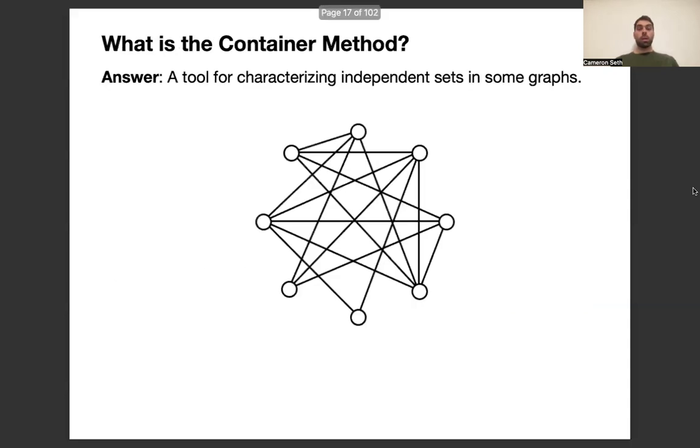Okay, so what is the container method? The container method is a tool for characterizing independent sets in some graphs. So for example, if we look at this graph, there are lots of independent sets in this graph. So if you count them, there's roughly like 15 independent sets. I've just circled 3 here.